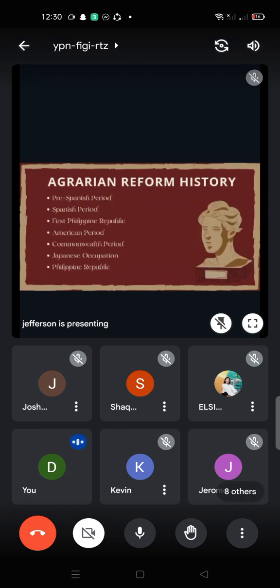Agrarian Reform History. Number 1. Pre-Spanish period. Number 2. Spanish period. Number 3. First Philippine Republic. Number 4. American period. Number 5. Commonwealth period. Number 6. Japanese occupation. And the last is the Philippine Republic.